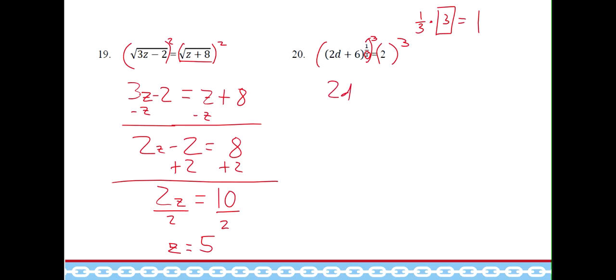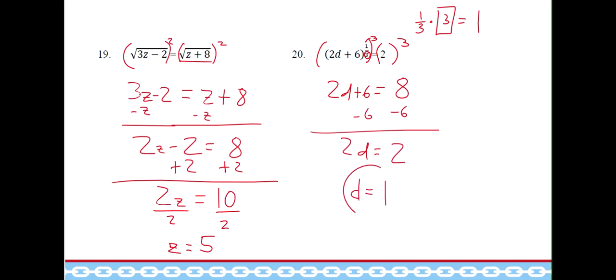So that gives me 2d plus 6 equals 8. 2 to the 3rd is 8. Remember, it's not multiplying, it's an exponent. Subtract away the 6. 2d equals 2. So after I divide away the 2, I get d equals 1.